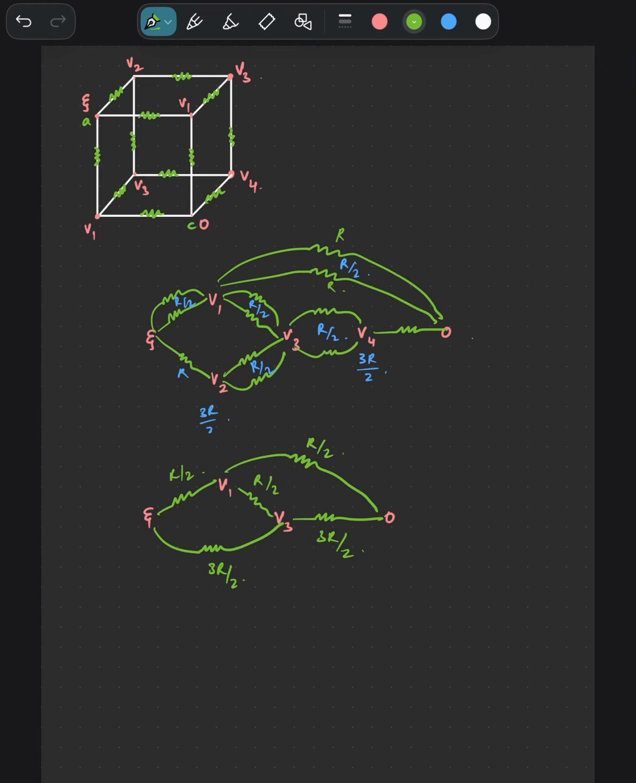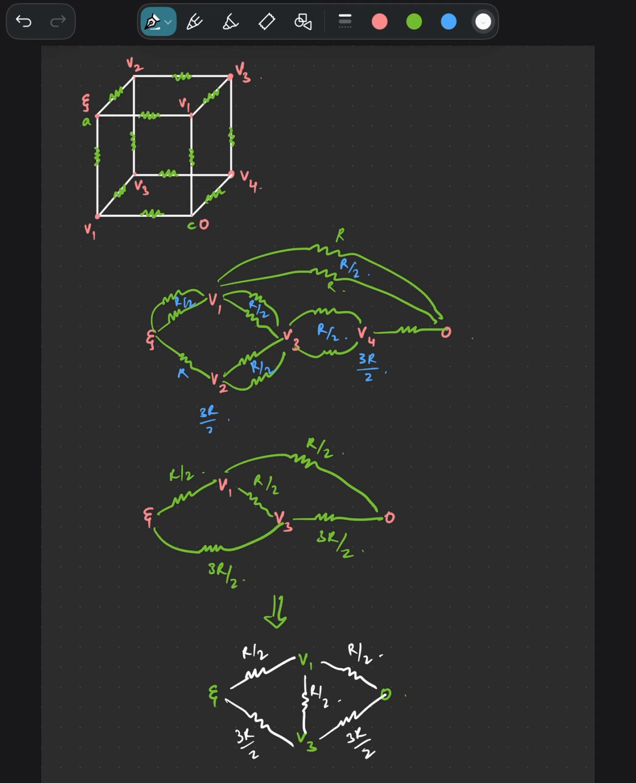So now if I redraw my diagram slightly this way, I hope you might have already seen this, but let me redraw the diagram just in case. If I write this as E, V1, V3, and 0. Between E and V1, we have R by 2. Between V1 and 0, we have R by 2. Between V1 and V3, we have R by 2. Between E and V3, we have 3R by 2. And between V3 and 0, we have 3R by 2, right?